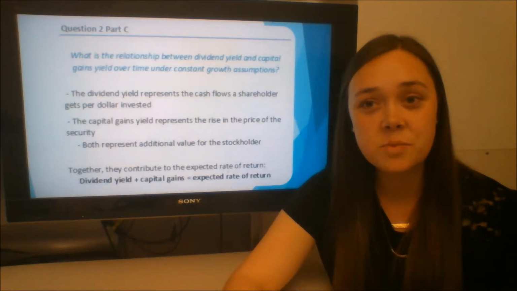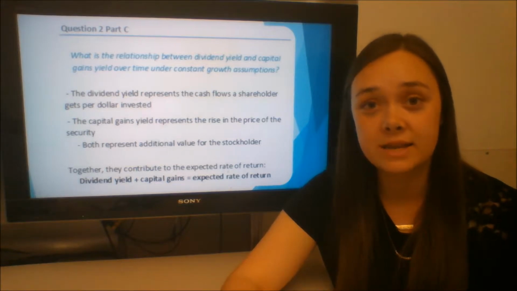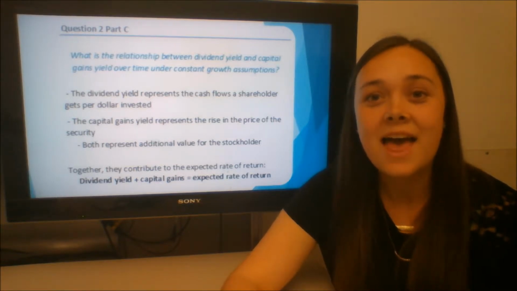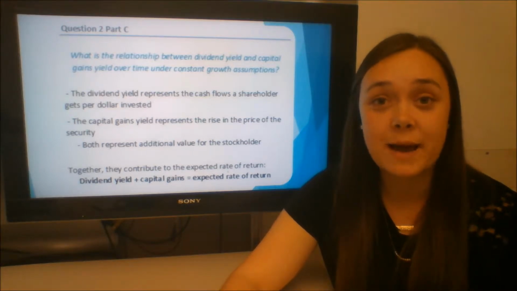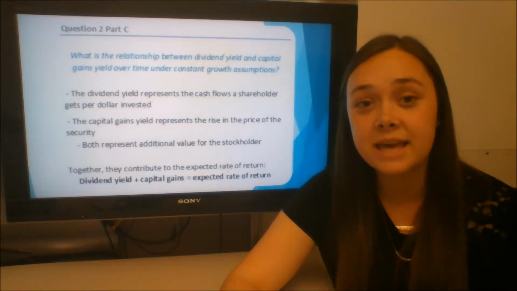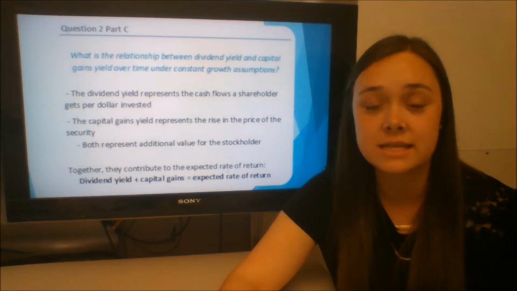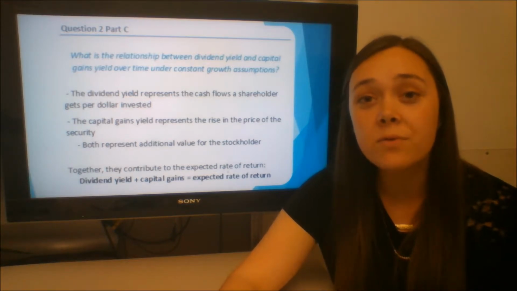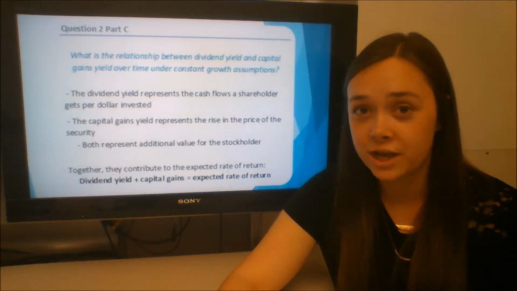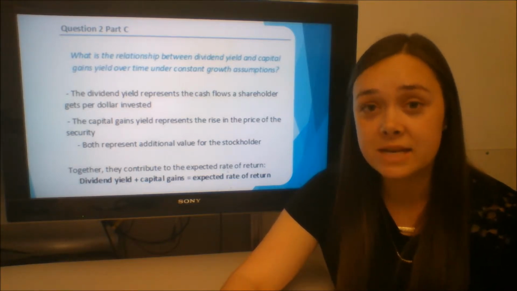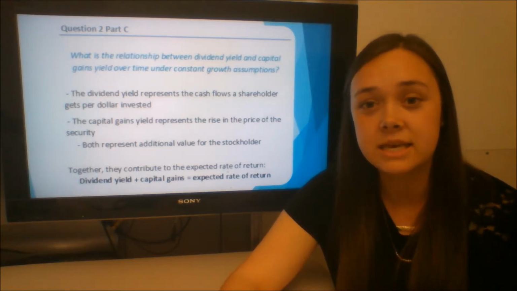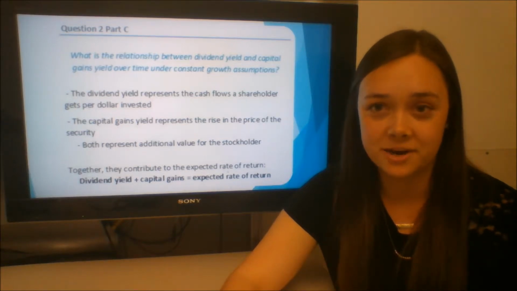For question 2, Part C, I looked into the difference between the dividend yield and the capital gains yield. The dividend yield represents the added cash flow a shareholder expects per dollar invested. The capital gains yield represents the overall increase in the security's price. However, both of these represent added value for a shareholder. Furthermore, from the equation at the bottom of the screen, you can see the dividend yield plus the capital gains yield equals the expected rate of return.